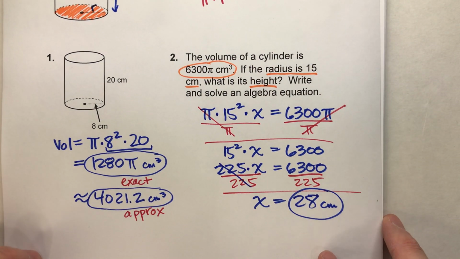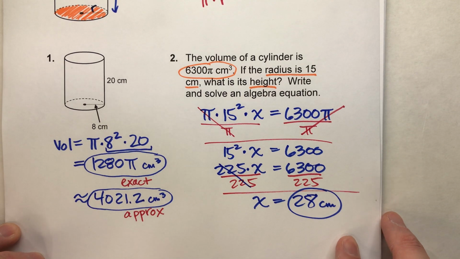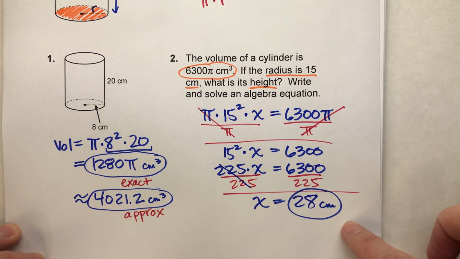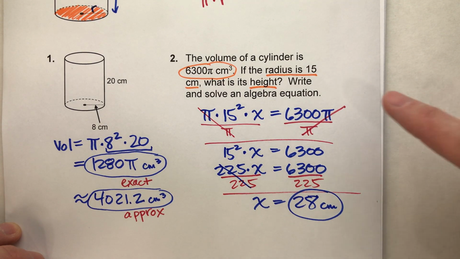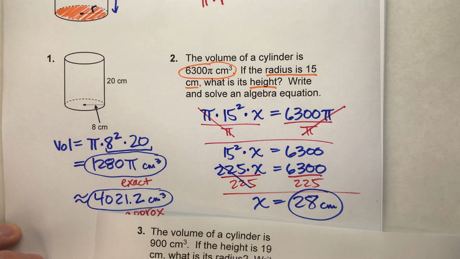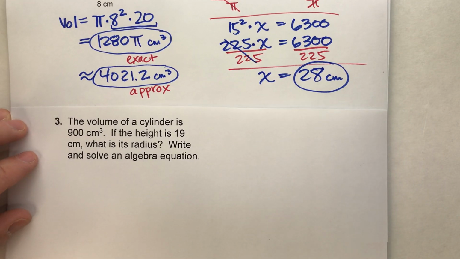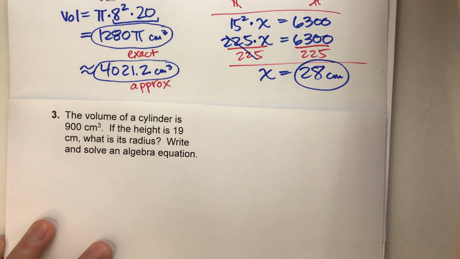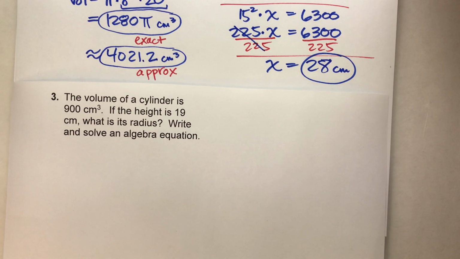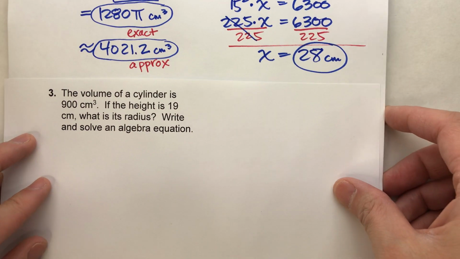There weren't any crazy decimals. I didn't have to do any rounding. All right. And it comes out nice and clean. But what if the volume wasn't in terms of pi? Well, I've got a second example here to show you what that will look like. And get ready, because it's going to get a little messy. But if you have a decent calculator, it's not going to be too bad.